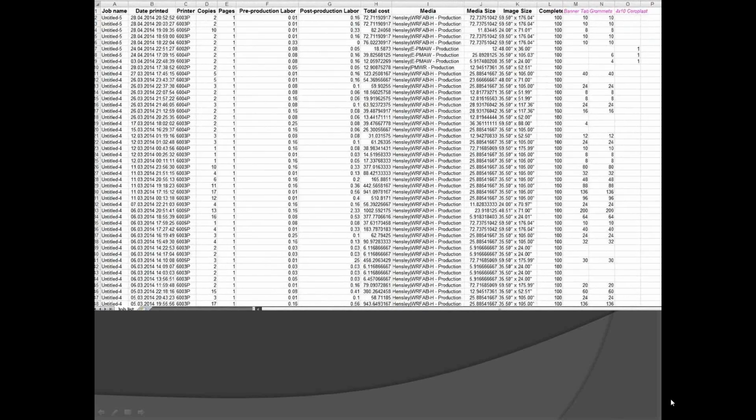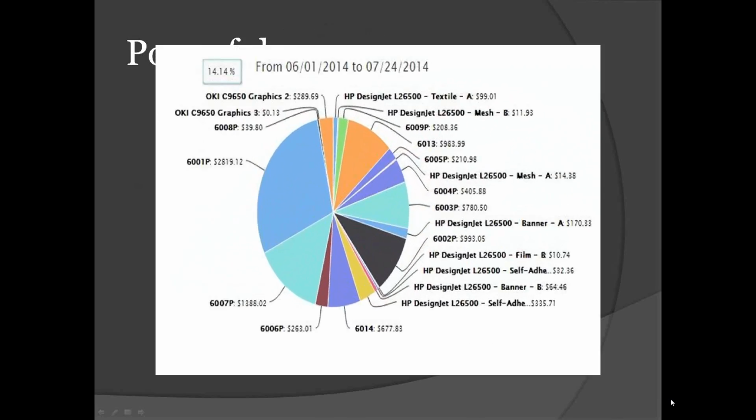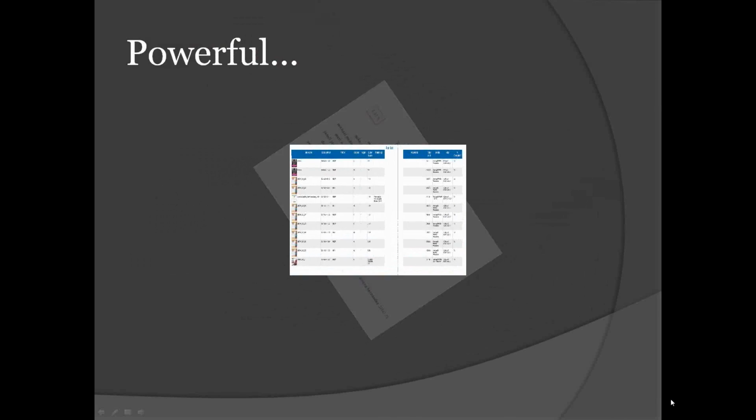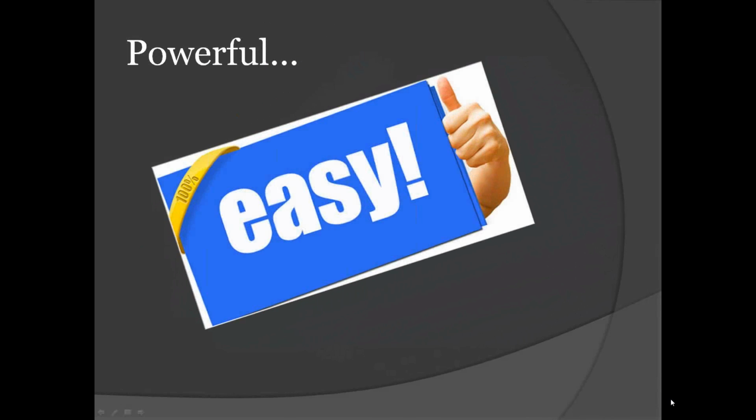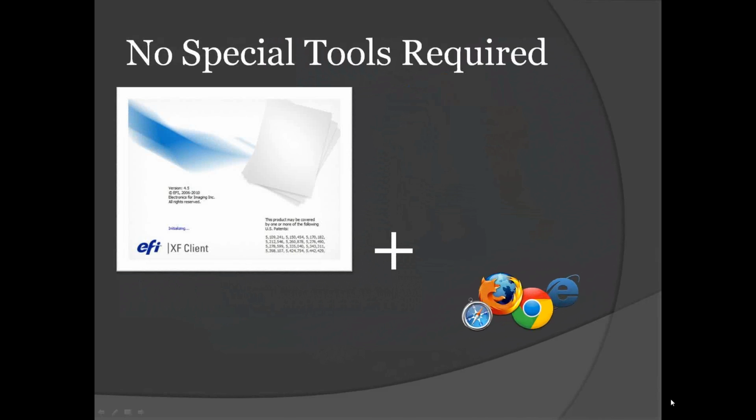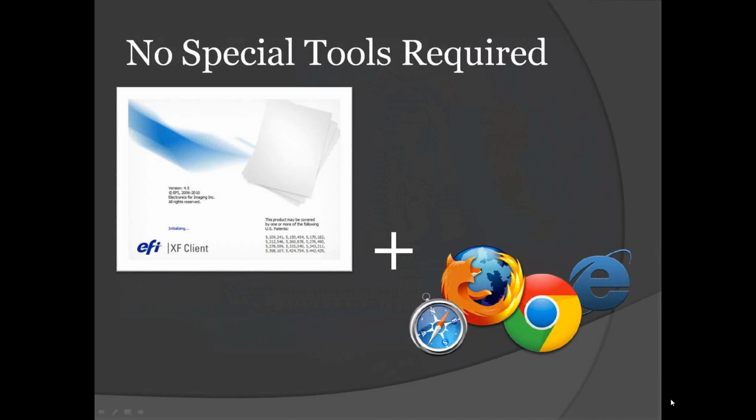MPS is a powerful reporting tool that allows you to download your inferential data into Excel spreadsheets or into PDF charts so that you can do reporting to managers so that you can manage your sign shop. And the best thing about it is it's very easy to use. There aren't any special tools required to use MPS. It just takes EFI and then an internet browser. We have found that Google Chrome seems to be the browser of choice. It has the least amount of hiccups among multiple websites, including MPS.